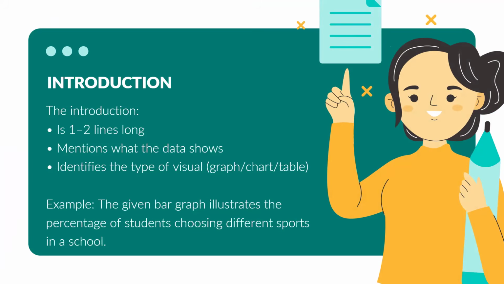In just one or two sentences, tell the examiner what the visual shows. Identify the chart type, set context. For example, the given bar graph illustrates the percentage of students choosing different sports in a school. So make sure that the introduction is one or two lines long. Mention what type of data it is showing and identify the type of visual, for example, whether it is a graph or a chart or a table. If you follow these instructions, surely you can bank full marks in the analytical passage.